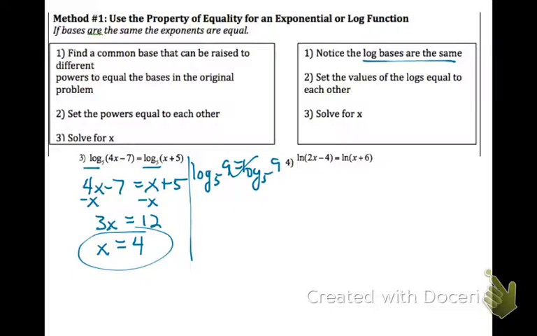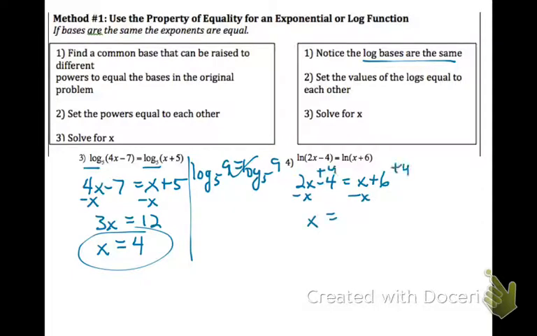Number 4, we have the natural log of 2x minus 4 equals the natural log of x plus 6. Remember, the ln, or the natural log, is base e, so we can set those values equal to each other and solve.